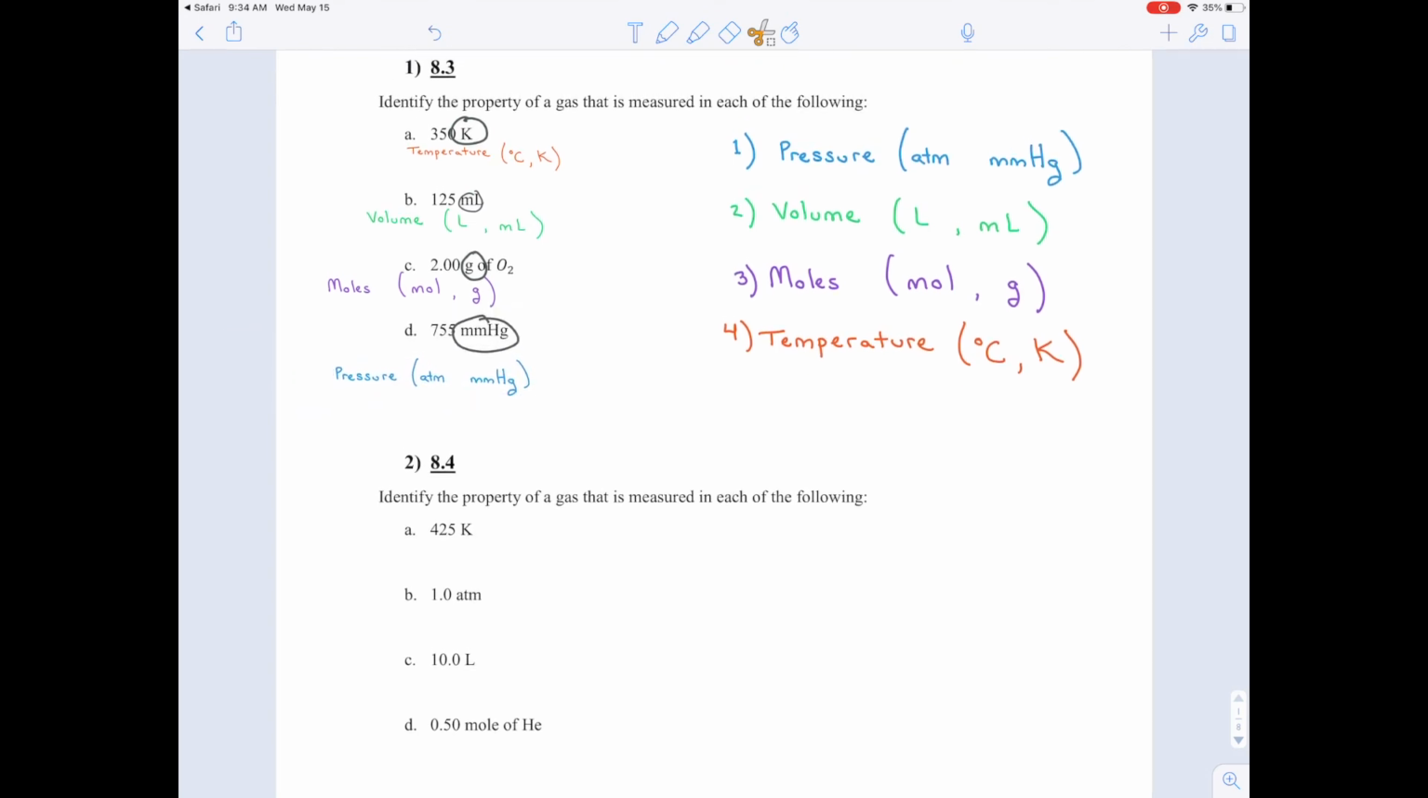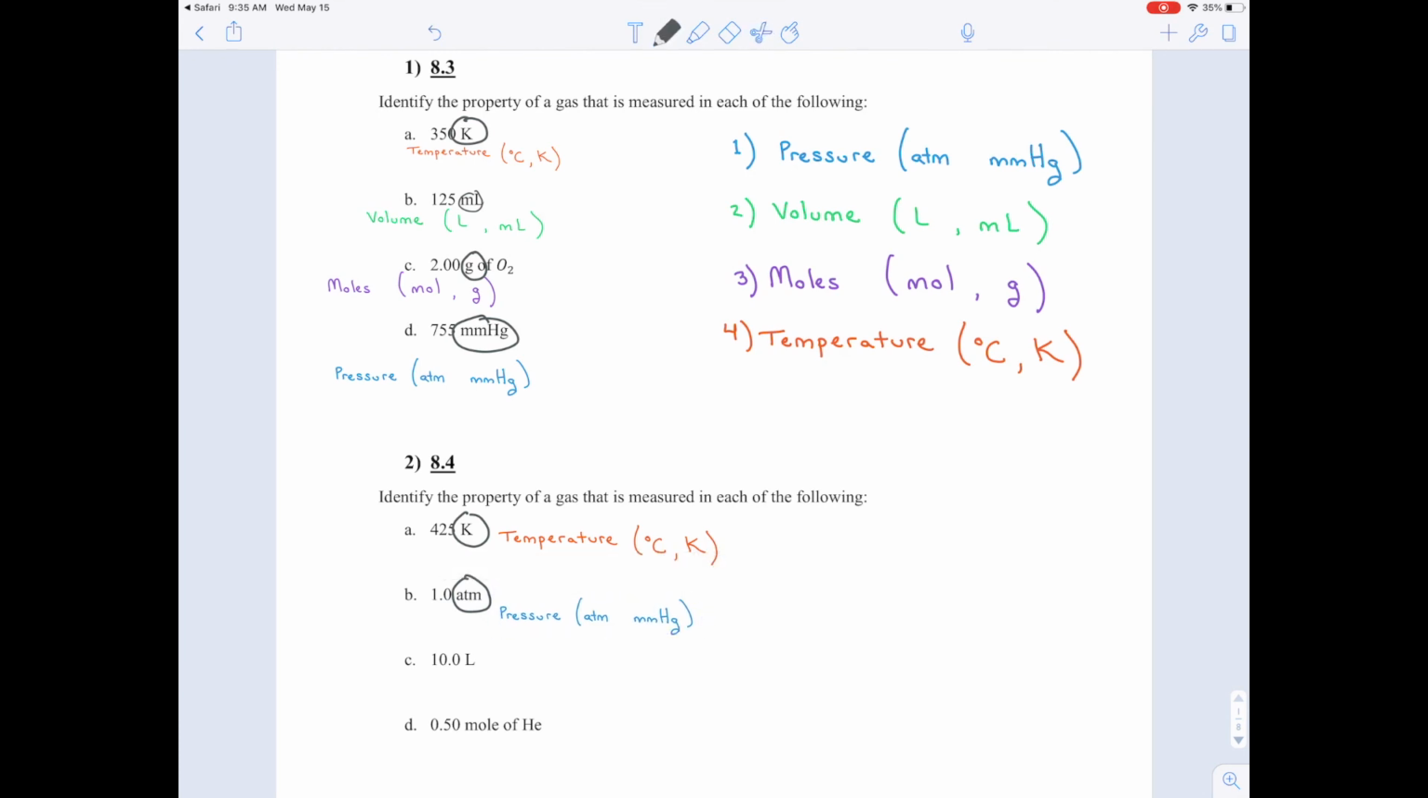All right, 2 is pretty much the same thing. So we see here this is 425 Kelvin. That capital K, Kelvin, is a temperature. So when we see that, we're going to say, all right, not a problem. We're looking at temperature there. For B, we see ATM. That stands for atmospheres. Atmospheres is a pressure. So once we see 1 atmosphere, we're talking about a pressure.